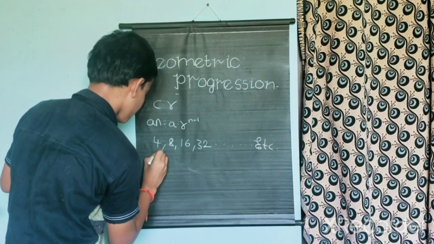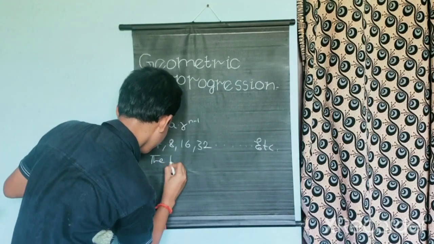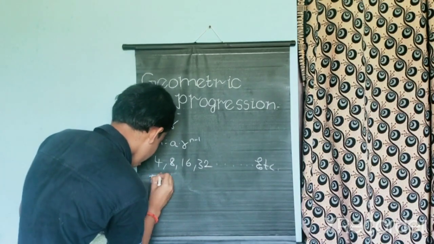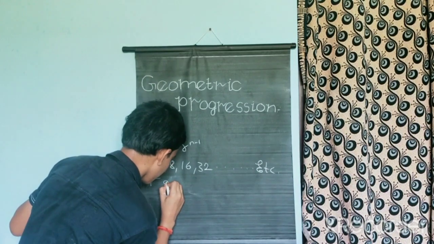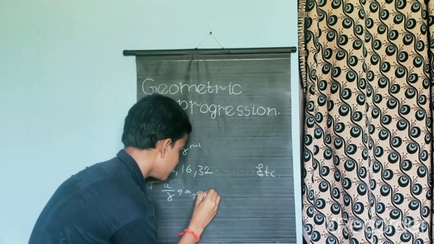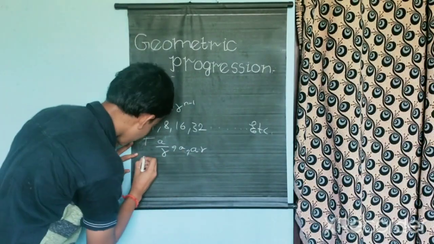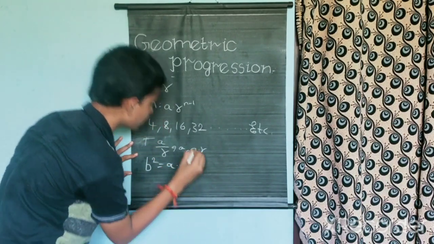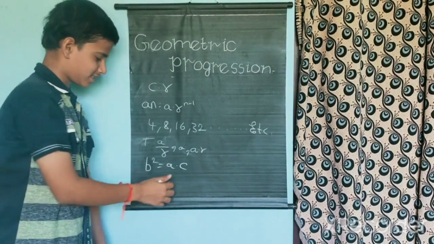If three terms are in geometric progression, the terms are a by r, a, a into r. If three terms are in GP, the condition is b square equals ac.